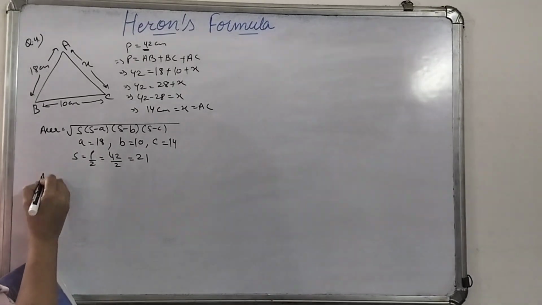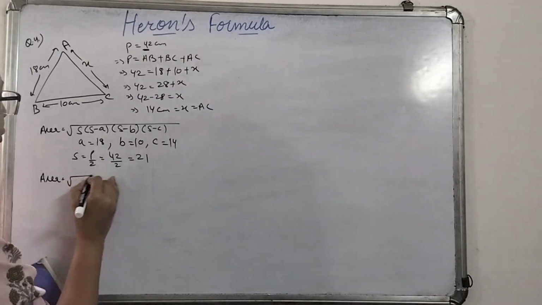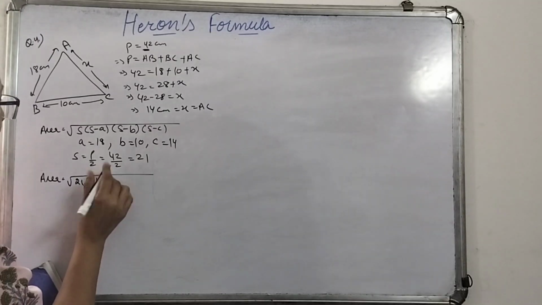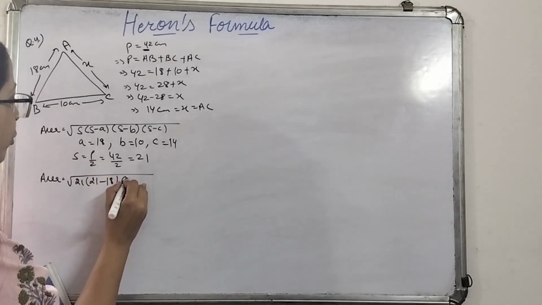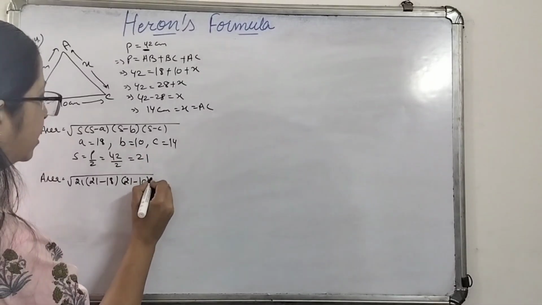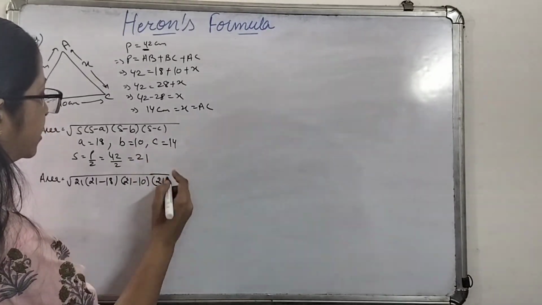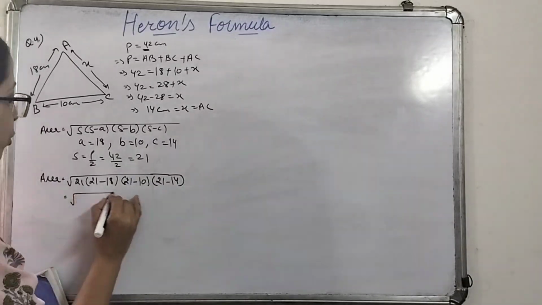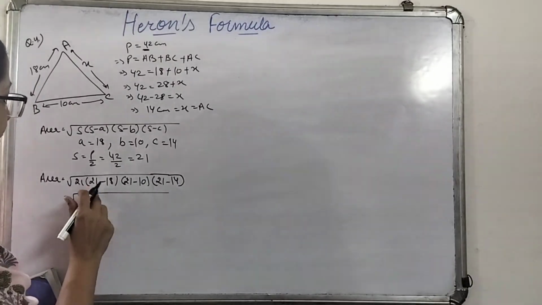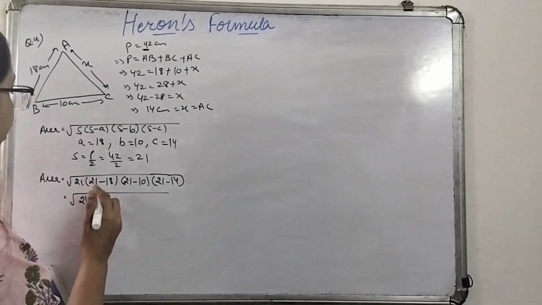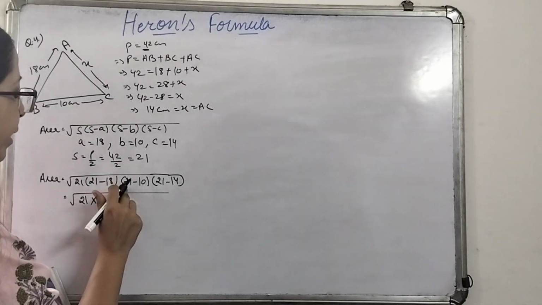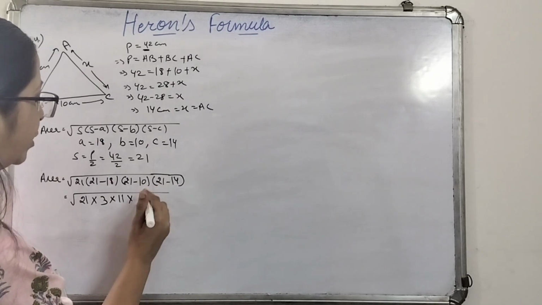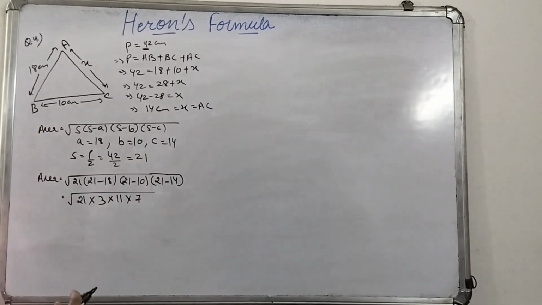Now area is root of S, S is 21. Then 21 minus a is 18, 21 minus b is 10, and 21 minus c is 14. We will be solving it further. Square root of 21 multiplied by 21 minus 18, which is 3, 21 minus 10, which is 11, and 21 minus 14, which is 7. Now we will be solving it further.